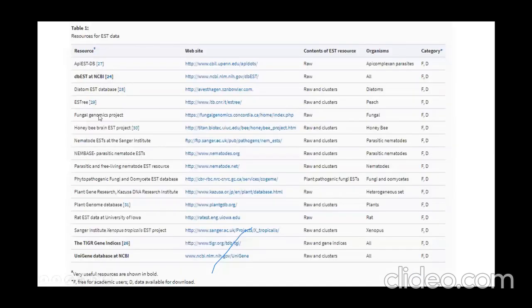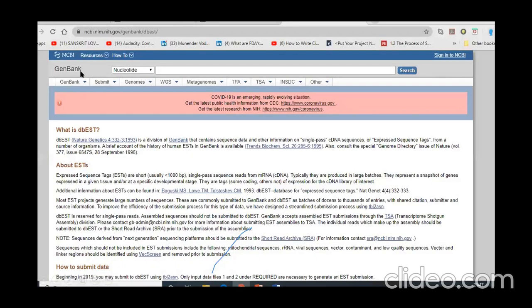So there are general databases available to study and analyze ESTs. One of the important ones is dbEST at NCBI. Another one is UniGene. You zoom into each of them and look into further details of what the GenBank dbESTs are.